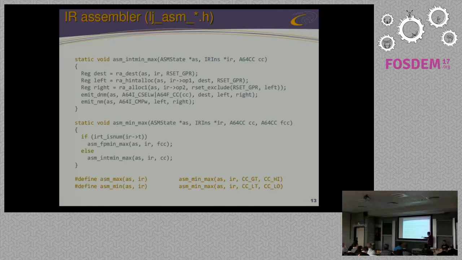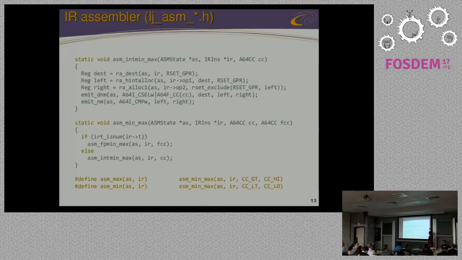ASM min function, and there is a different path if you're doing floating point minimum maximum, and if you're doing integer minimum maximum, you want to do different things. You want to use different registers. So this example here shows the integer minimum maximum.